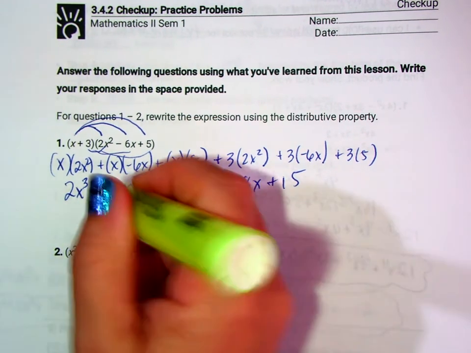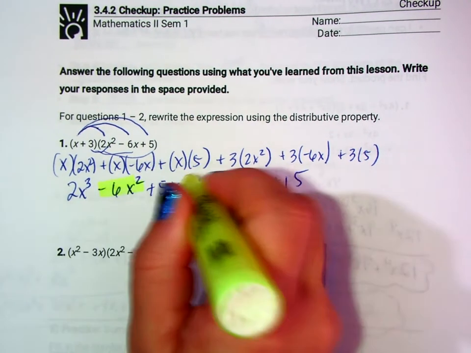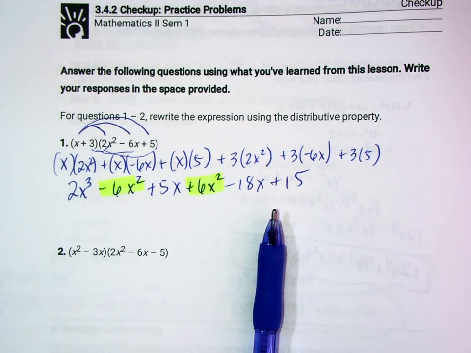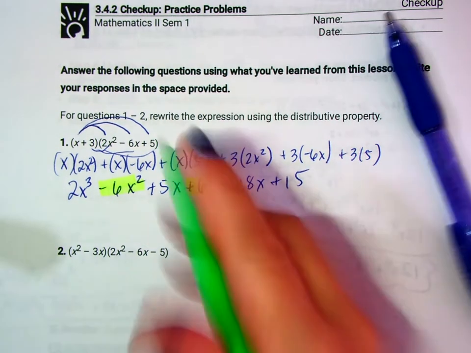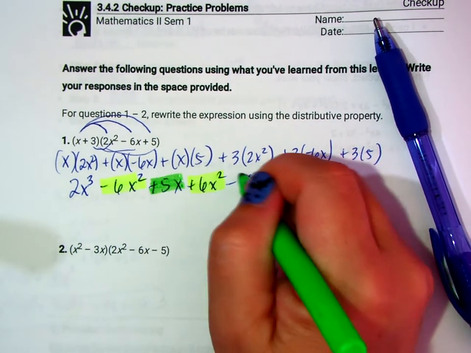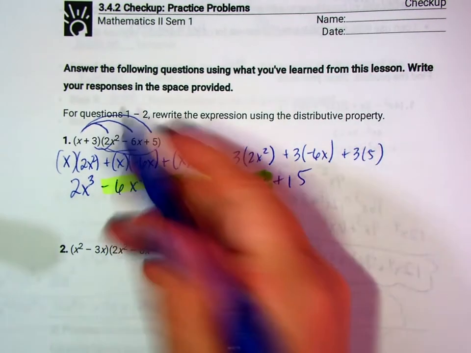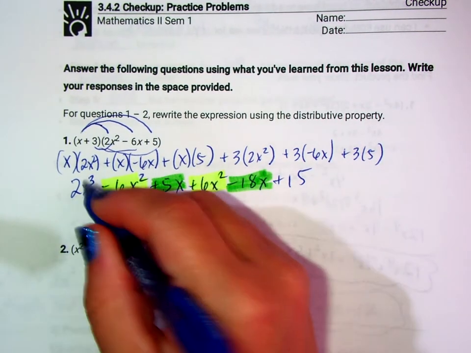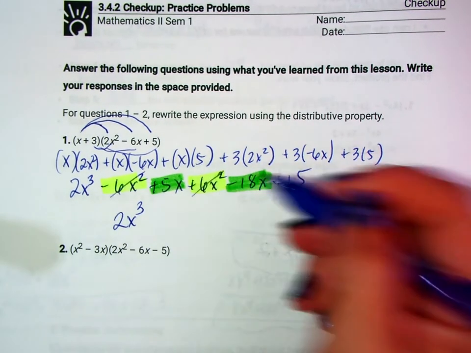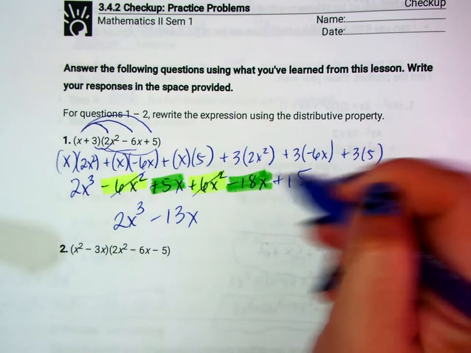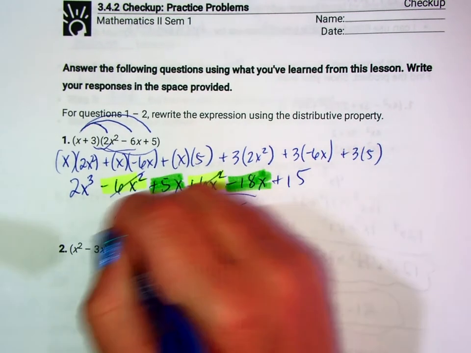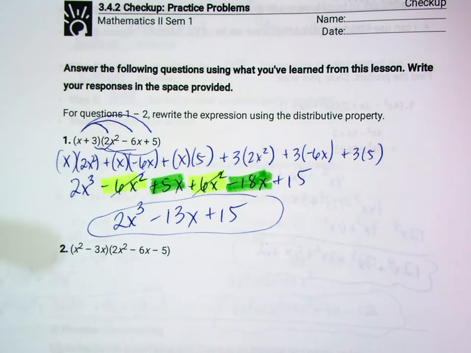Notice that this negative 6x squared and this 6x squared are like terms, and they're actually going to cancel each other out. They're going to zero out. And that this 5x and this negative 18x are like terms. So we write the answer in descending order, 2x to the third, these go away, minus 13x plus 15 is my final answer.